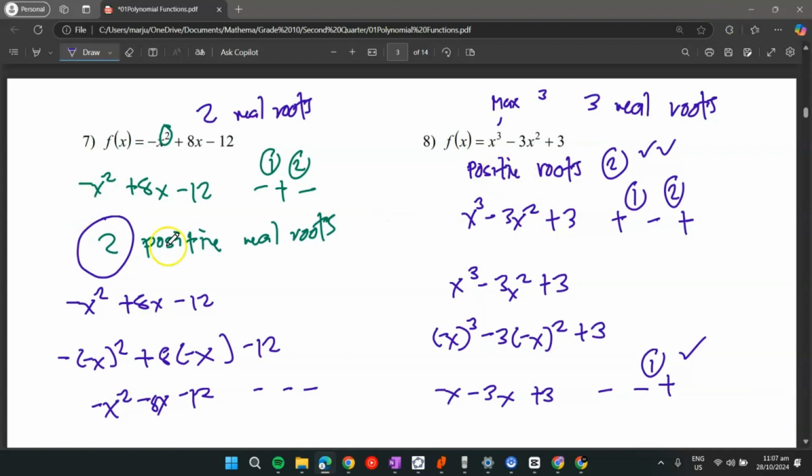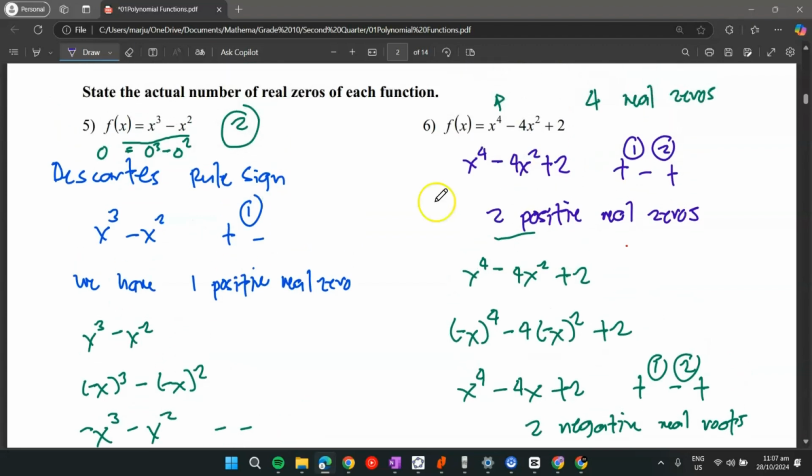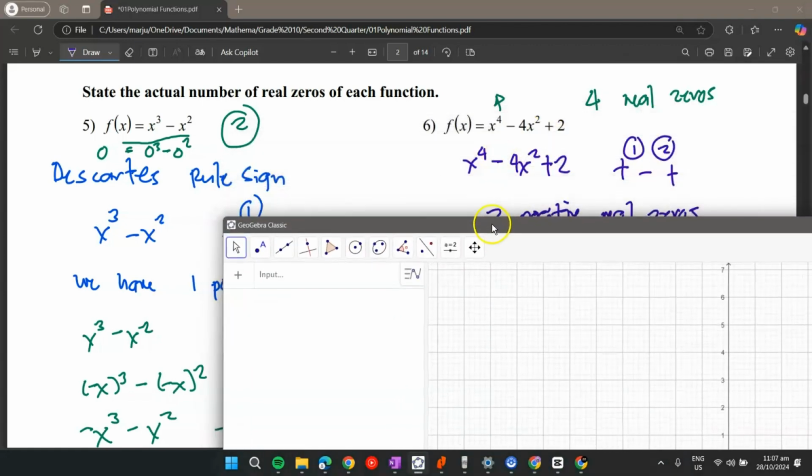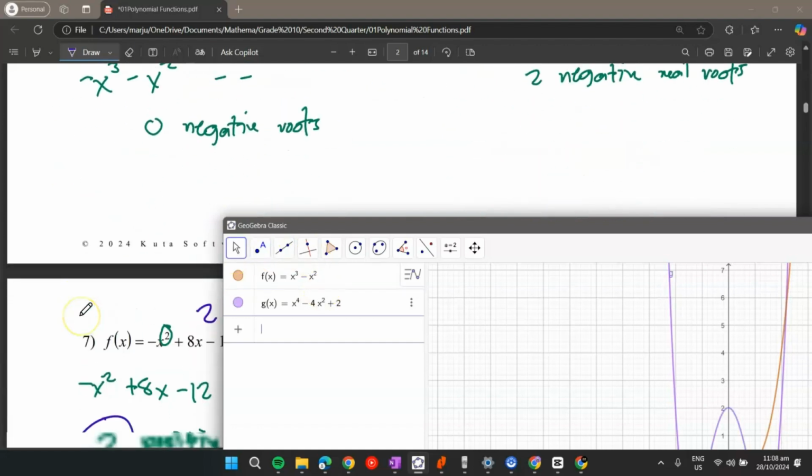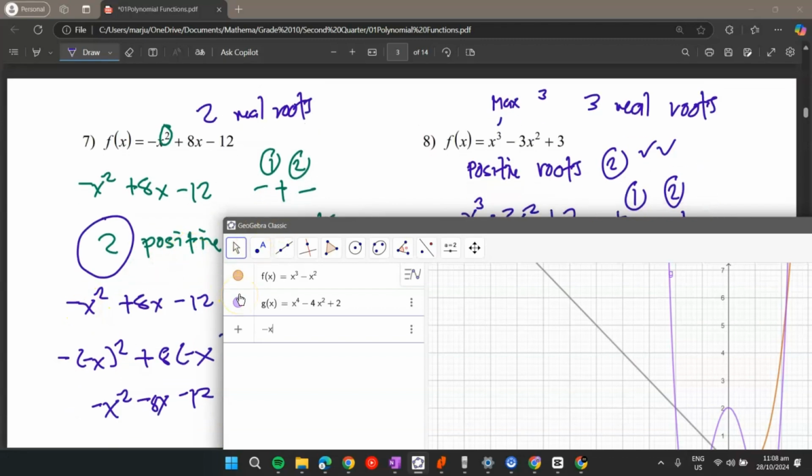So to show that our answer is actually correct, let's try to plot this using our tool, GeoGebra. Where is my GeoGebra? Alright. So I have here x cubed minus x squared. And then I have x to the 4th power minus 4x to the 2nd power, or x squared, and then plus 2. Then I will have the other one. We have negative x squared plus 8x minus 12. Then the last one will be x cubed minus 3x squared plus 3.